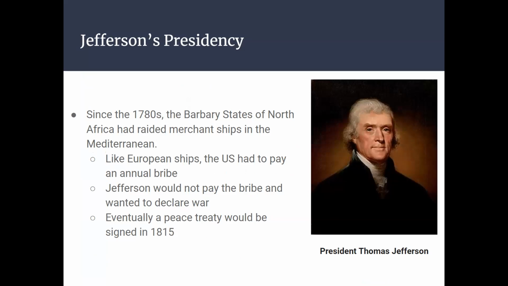Now, for the last 20 years, in North Africa, there is a group of kind of city-states called the Barbary States. It's like a country that has raided ships in the Mediterranean Sea. And when European ships traveled through there, if they were stopped by the Barbary States, they would have to pay some money to continue. It's a bribe. And the United States did this, and they would pay this annual bribe. Jefferson decides he does not want to pay the bribe anymore, and he wants to declare war on the Barbary States. Eventually, they would sign a peace treaty in 1815, avoiding this war.